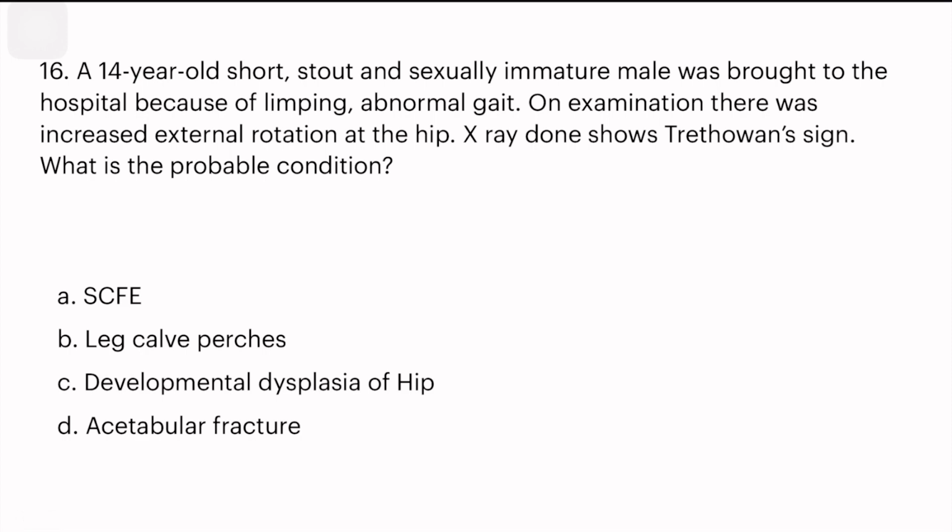So, next question. A 14-year-old short, stout, sexually immature male was brought to the hospital because of limping and abnormal gait. There was increased external rotation at the hip joint, and X-ray shows Trethowan's sign. What is the probable condition? So there are many diagnostic clinchers in this particular question. One is Trethowan's sign, and short, stout, sexually immature male itself is a very big clue for us. So the answer is SCFE.